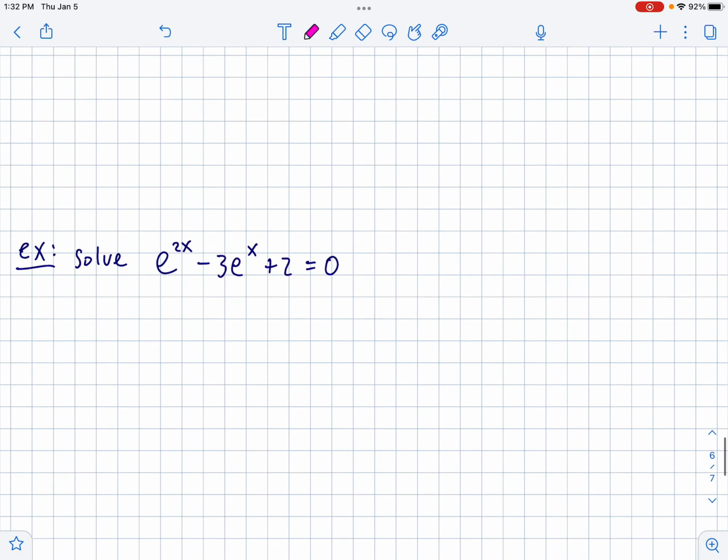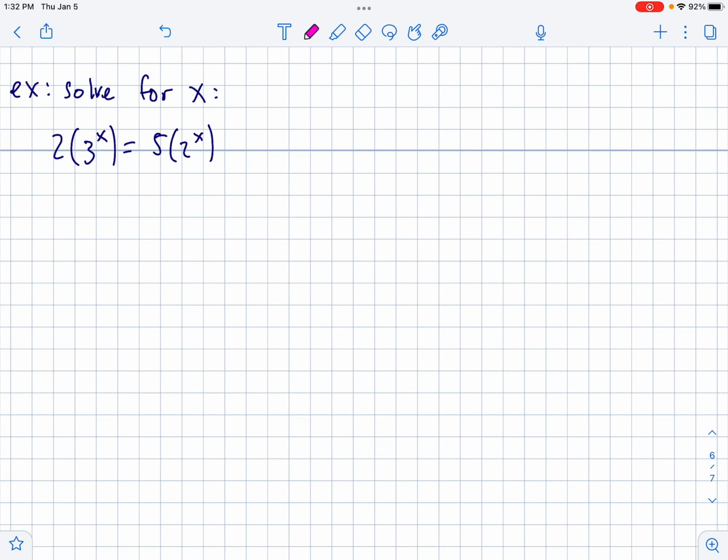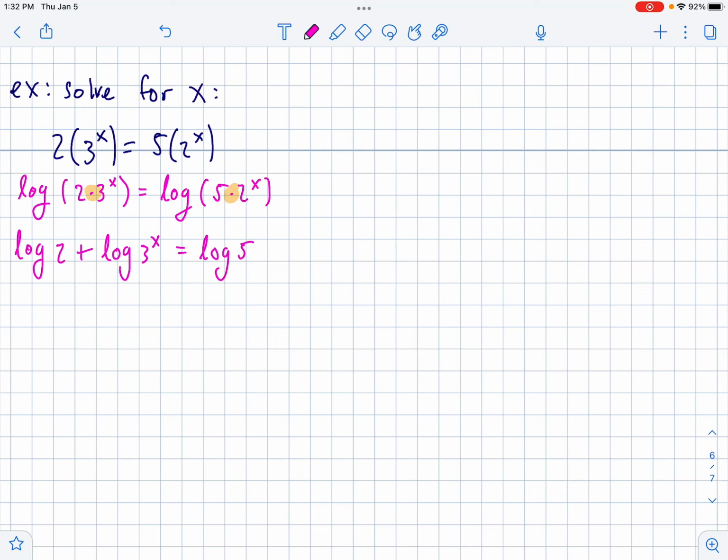All right, last example, or no, wait, 2 more, sorry. Last example, a little bit of a doozy. We're gonna take the log of both sides. Then there's multiplication inside both of these, so I'm gonna break those apart into addition. Then those x's in the power spots are going to come out and be multipliers.